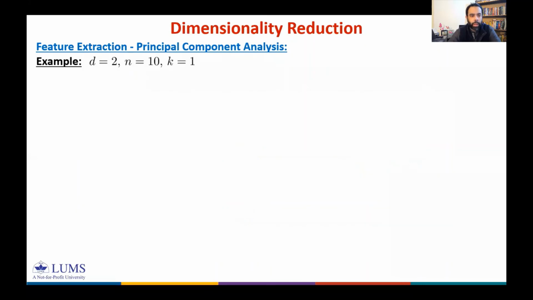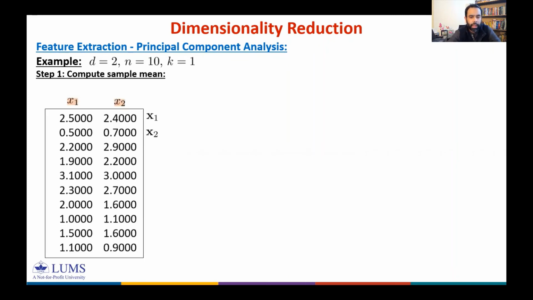Okay, now let's talk about one example. In my example, I have taken D equal to 2, N equal to 10, and K equal to 1. That means we have data in the two-dimensional space. I will take 10 data points in the two-dimensional space, and I will reduce the dimension by 1 to project data into one-dimensional space. Okay, step 1 is we compute the sample mean. Let's first define the data set. Say we have this data set here, right? We have 10 data points, and each data point is in R^2, X1, X2. It has two components, right?